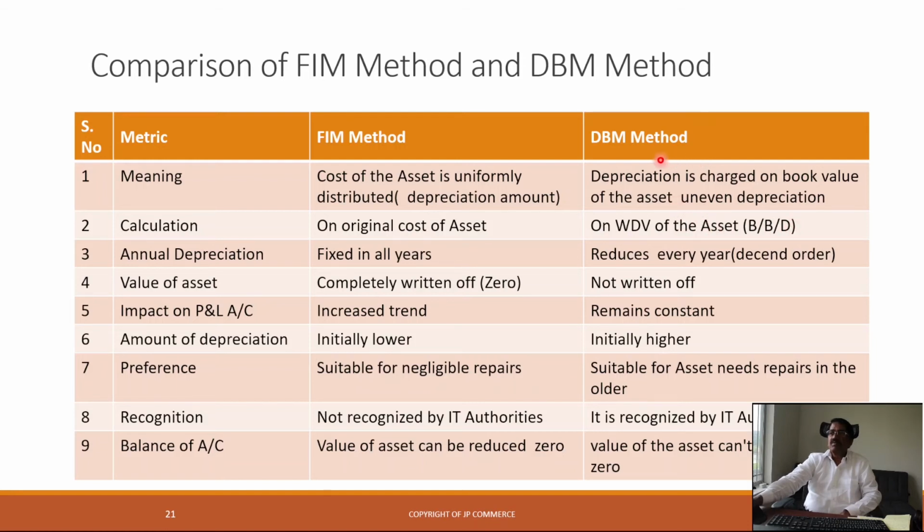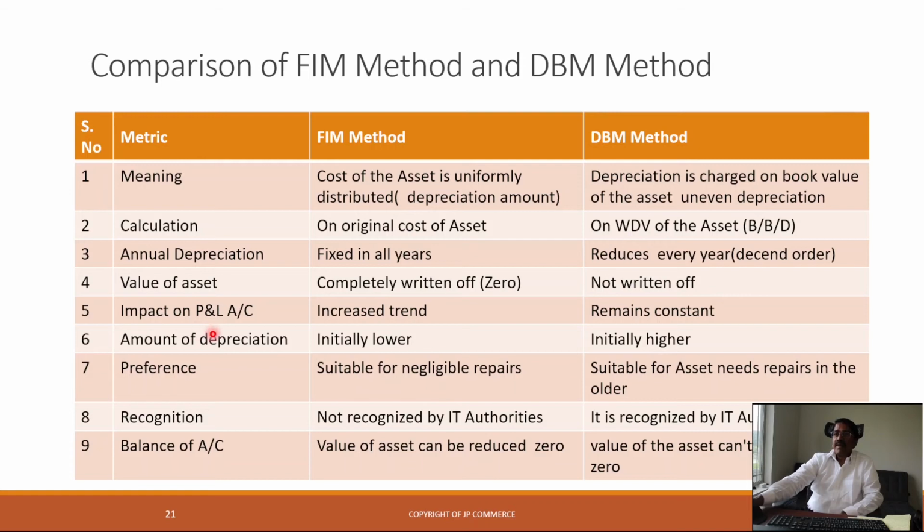So take an example: 12,000 minus 1200 is 10,800, which is the balance brought down. Next year 9,720 is the balance brought down amount. On that amount only you have to calculate depreciation at a certain percentage. In the fixed method, annual depreciation is fixed in all years. You take the example 1200, 1200, 1200 in all years, whereas in the other method it reduces every year, that is 1200 rupees, 1080, and so on.